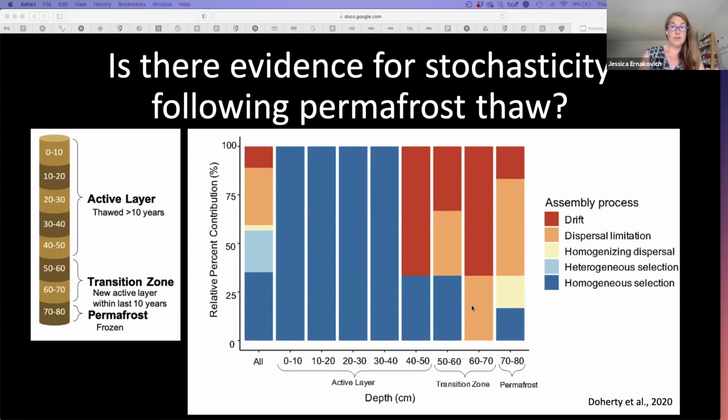Then immediately after thaw, she's seeing a really big increase in drift, and also seeing dispersal limitations still playing a part. I find this fascinating and I really want to know if this is something that we can recreate across the world, or if this is just a particular thing at Storflocket or a particular artifact of this method of modeling. It's really fascinating. And then over time, you start getting more selection playing a part. And then in the active layer, we're seeing all selection.